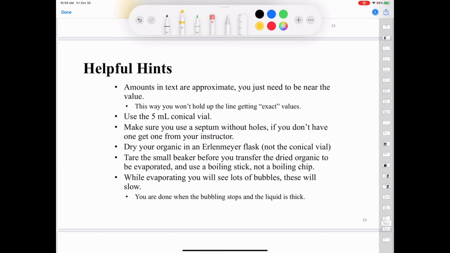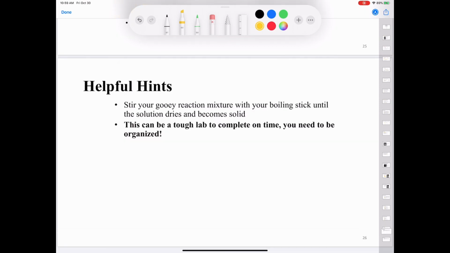Dry your organic phase in an Erlenmeyer flask, not a conical vial, and be sure to tare the beaker before you start evaporating the organic phase. Use a boiling stick, do not use a boiling chip, and while you're evaporating, you're going to see lots of bubbles. You're going to know that you're done when the bubbling stops and the liquid turns thick or syrupy. Again, stir that gooey or syrupy organic phase with your boiling stick until it dries and becomes solid. This can be a tough lab to complete on time, so make sure that you are completely organized.